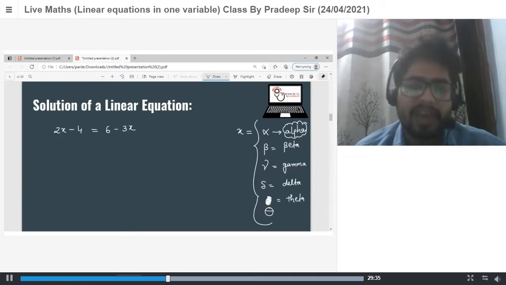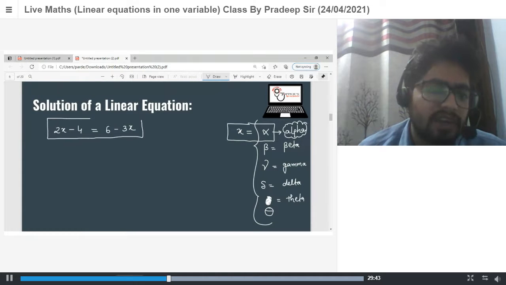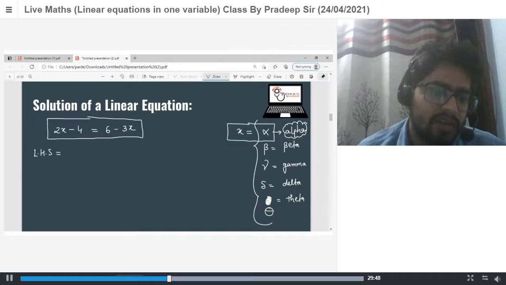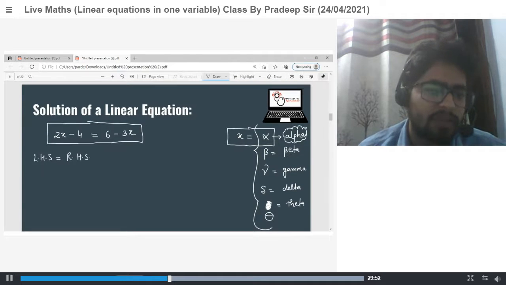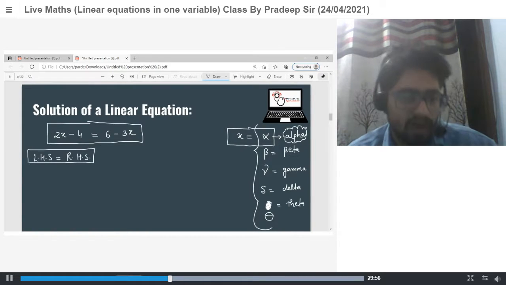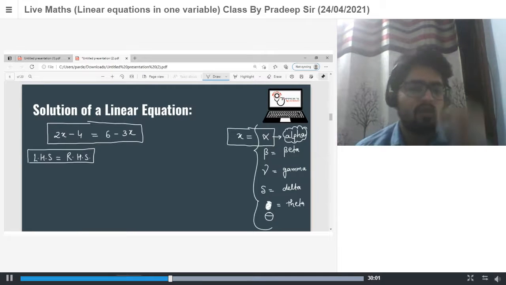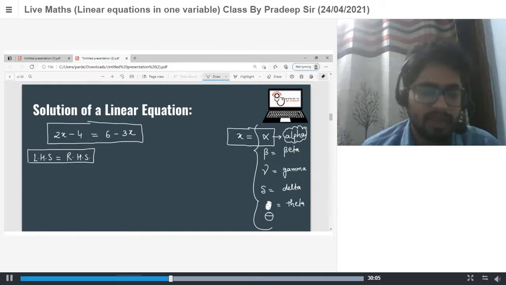So let's say x is equal to alpha is a solution of this linear equation. If we put the value of x, then LHS becomes equal to RHS. If for a value of x, LHS and RHS are both equal, then that value is known as a solution of that linear equation. Got it? The solution of a linear equation is the value of x for which LHS is equal to RHS.